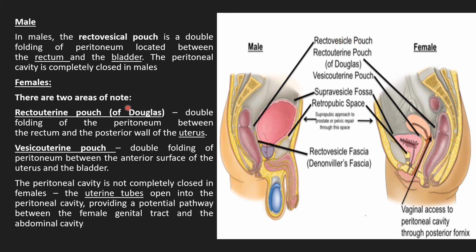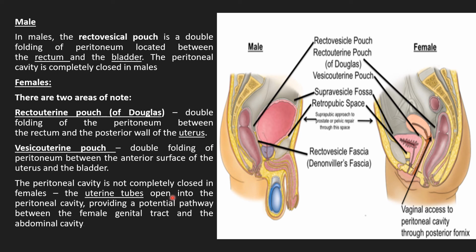In the other case, that is in females, there are two potential sites, and those are the rectouterine pouch and the vesicouterine pouch. So the rectouterine pouch is a double folding of the peritoneum between the rectum and the posterior wall of the uterus. So you see, this is the rectouterine pouch between the uterus and the rectum, while the vesicouterine pouch is present between the bladder and the uterus.